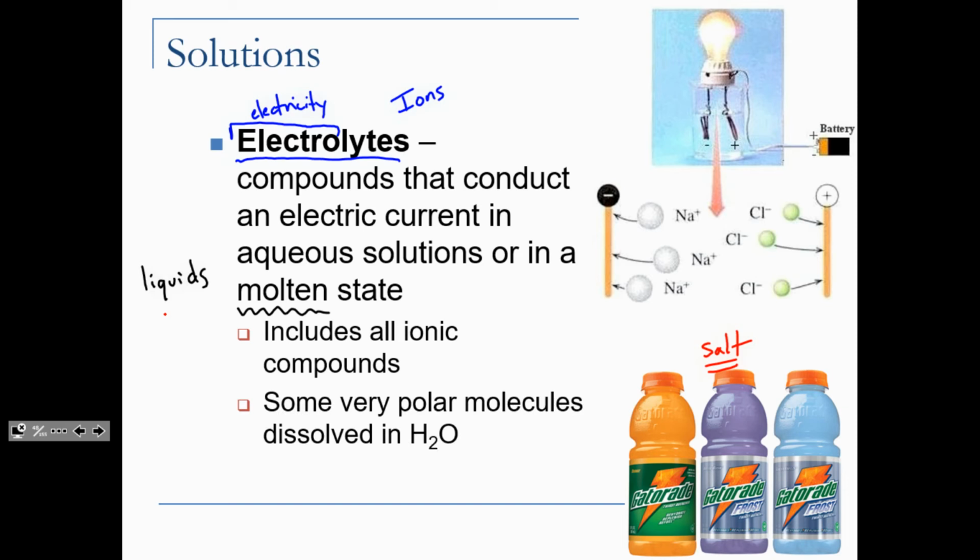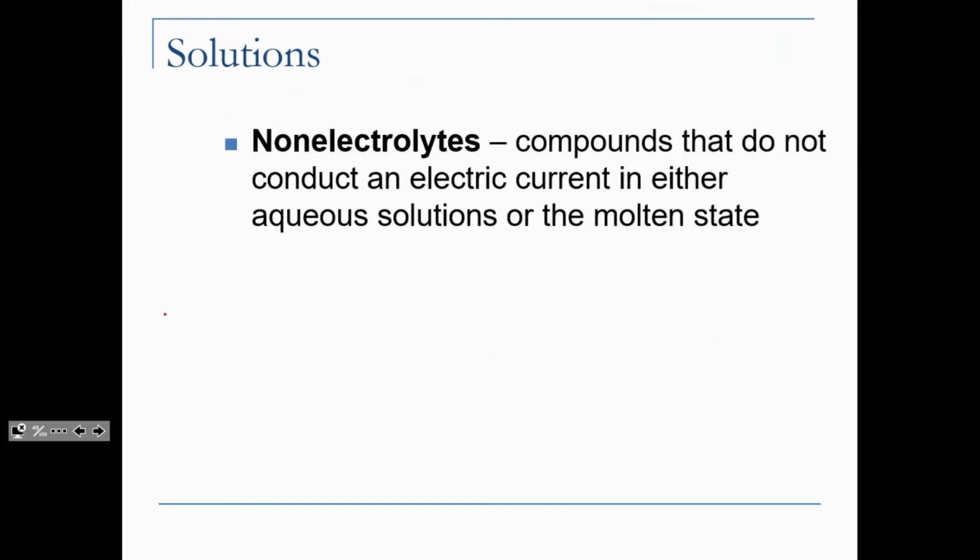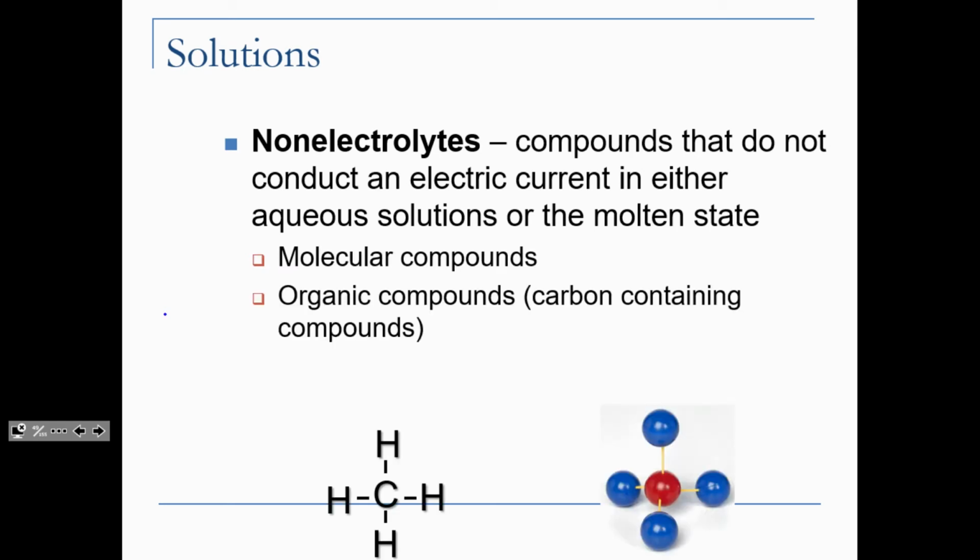Some very polar molecules dissolved in H2O, such as ammonia, NH3, can also conduct electric current sometimes. We can have non-electrolytes, which are compounds that do not conduct an electric current. These would be molecular compounds or organic compounds and nonpolar compounds.